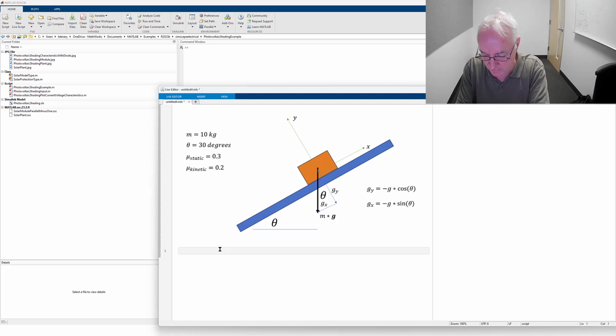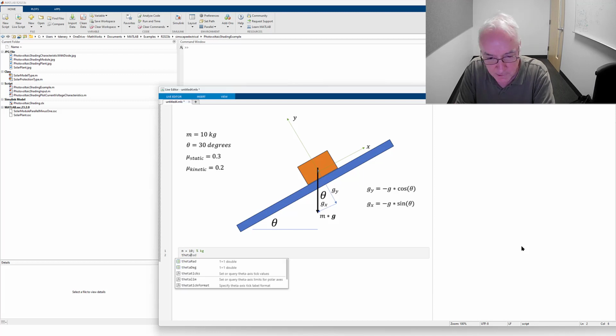I'll begin by bringing in that data. M is equal to 10. I'll suppress the output, which means it won't show up here on the right. I'll put in a comment that that's in kilograms, kg. Now theta, let me call it theta degree, will be equal to 30.